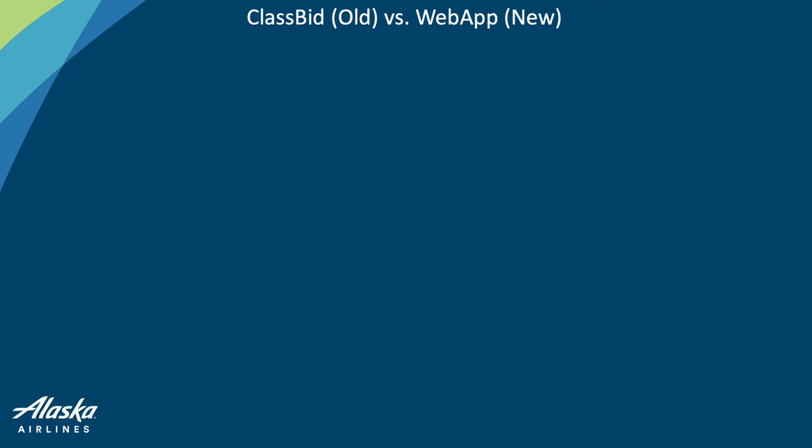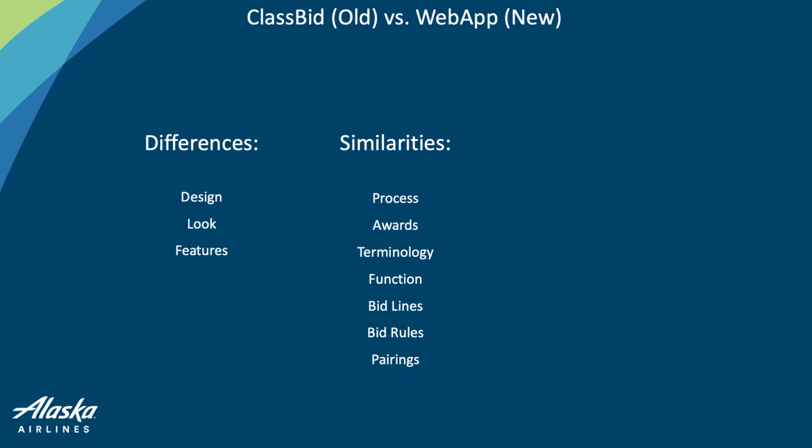So what's the difference between ClassBid and WebApp? The main difference is the design, how the program looks, and the location of the different features and functions used in ClassBid. What's the same? How your bids are processed and awarded, the terminology used, the function, bid lines, bid rules, and pairings are all the same. Both versions are live.